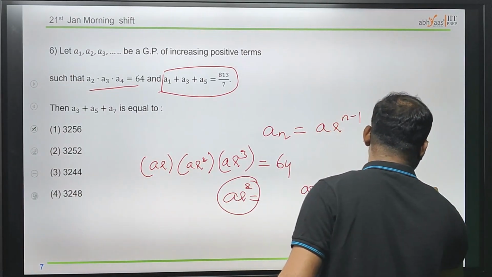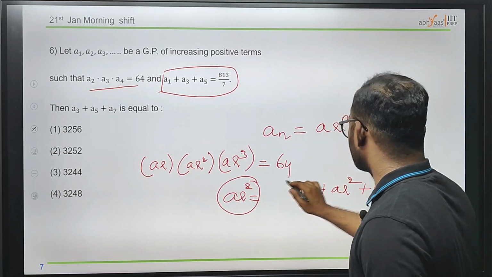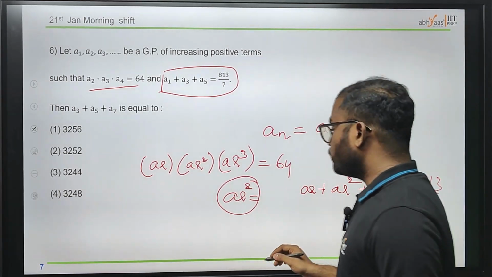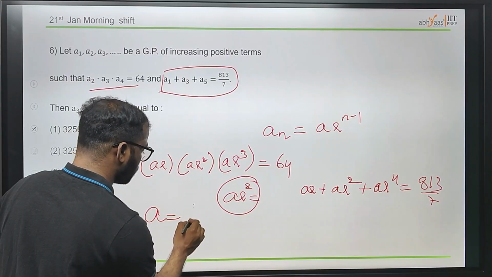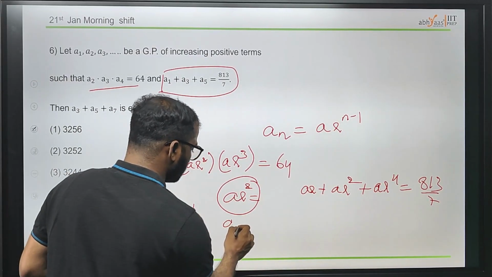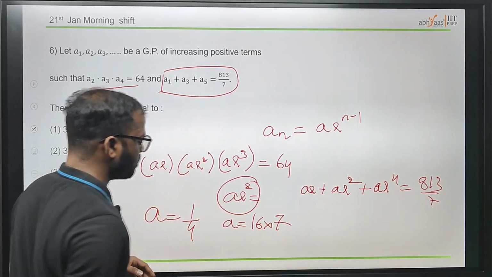Okay, which is equal to 813/7. Just substitute this AR square value in this, and we will get 2 values of A, which is something like A equal to 1/4 and some 16 into 7.